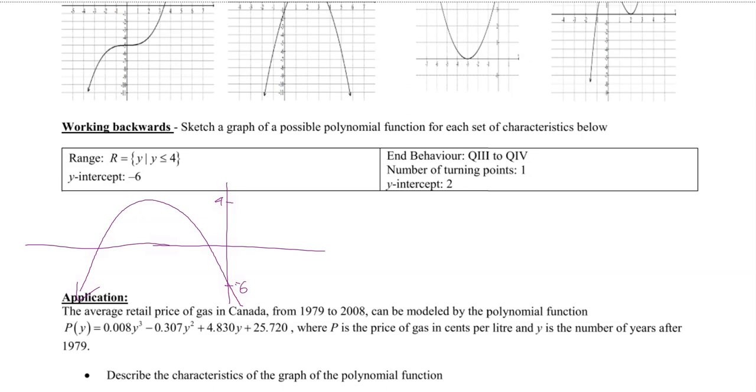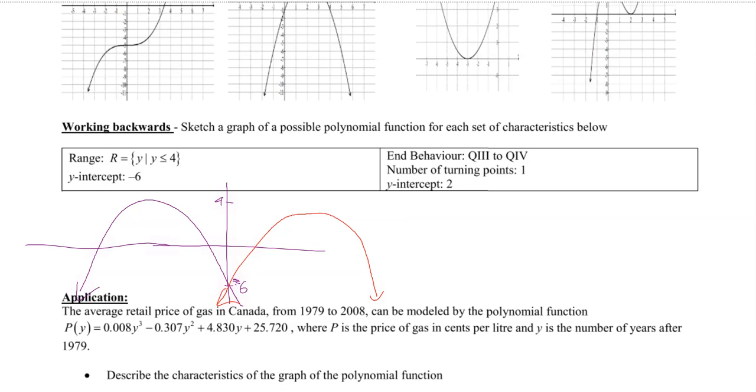If you're drawing something like that for me, make sure you've labeled the 4 and the negative 6. You have to show at least a couple of the key numbers in drawing this. Does that make sense? It's not the only one you could draw. Draw another one, like this. But what we're looking for is that y-intercept, that it opens down, that it's a quadratic, and that it has a maximum value of positive 4.